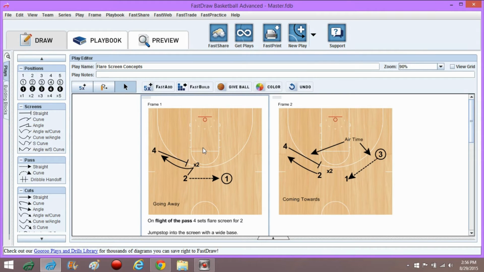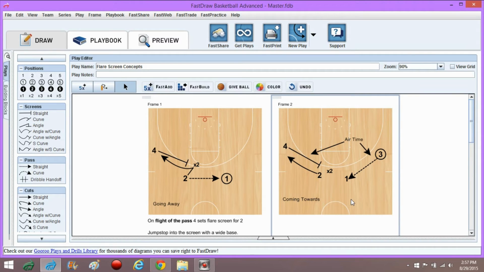There are two types of flare screens, and we categorize them based on the direction the ball is moving. The first type of flare screen would be a flare screen executed when the ball is going away. In diagram A, in frame 1, player 2 passed the ball across the slots to player 1. The ball is going away from the cutter, and the screener moves into position to set the flare screen as the ball is going away.